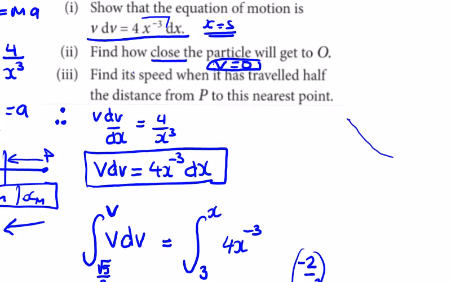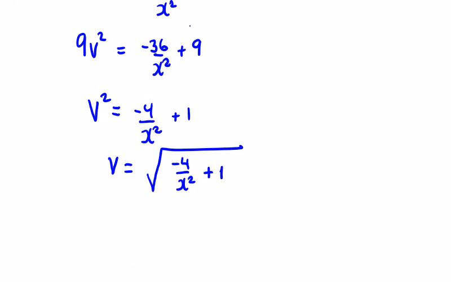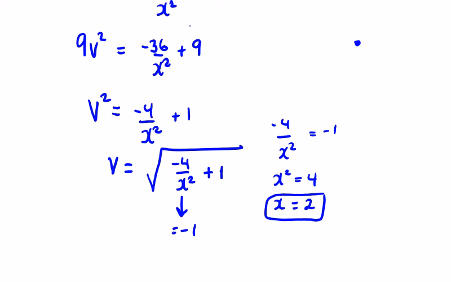Okay, well let's put v equal to 0 in first. So when is this whole thing equal to 0? For this to be equal to 0, the square root is 0, so minus 4 over x squared would have to be equal to minus 1, so x squared would have to be equal to 4. So x would have to be equal to 2. So it leaves here to try and get to here, a distance of 3 meters, and it travels 2 meters. Travels this distance 2 meters.